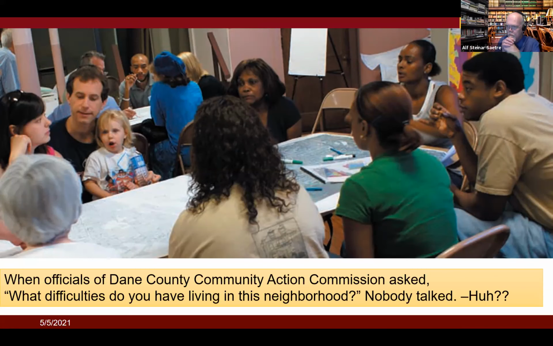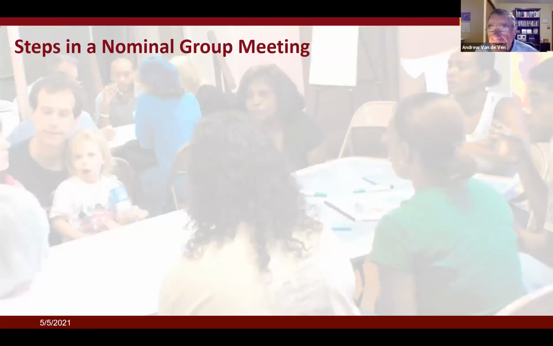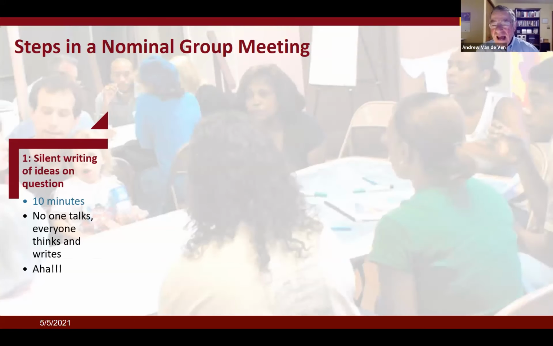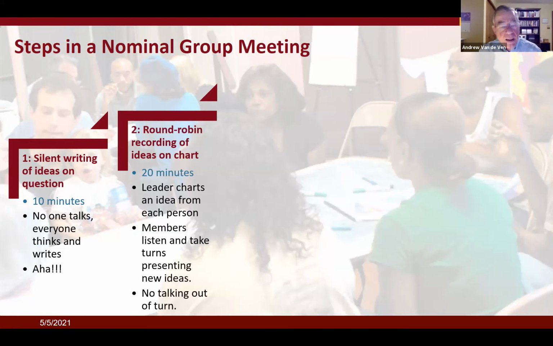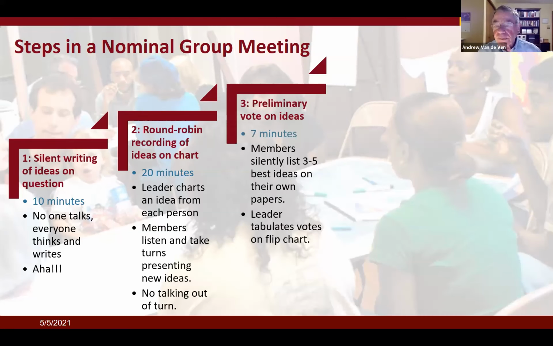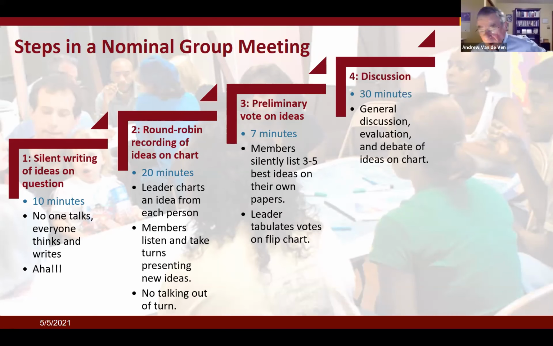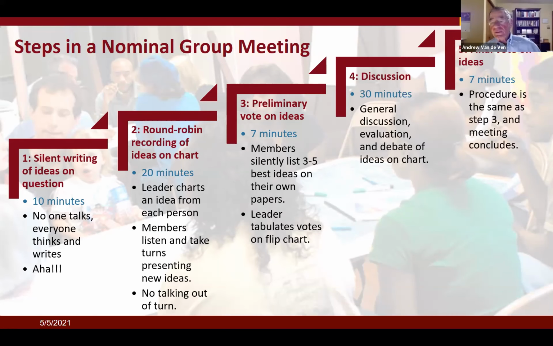Aha! Andre suggested, let's start the meeting by not letting people talk. How about that? That's a creative germ. And so we'll start the meeting with silent writing of ideas on a question. And that, of course, then led to some round robin procedure for getting people to share their ideas on a flip chart, which in turn led to a preliminary vote to determine what to talk about, and then a discussion of all of those ideas, ending with the final vote. But it was that silent idea.